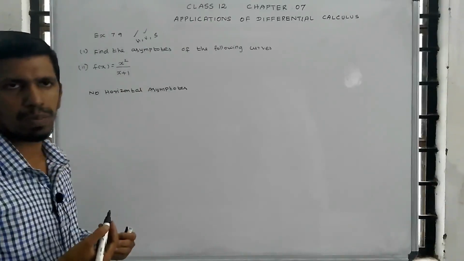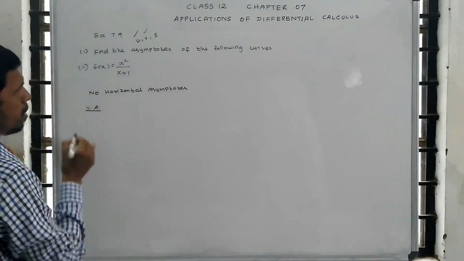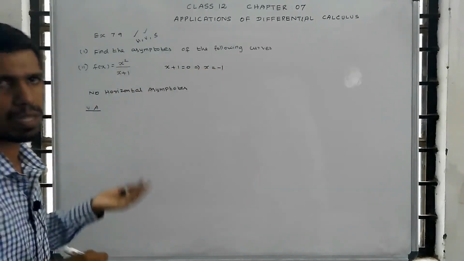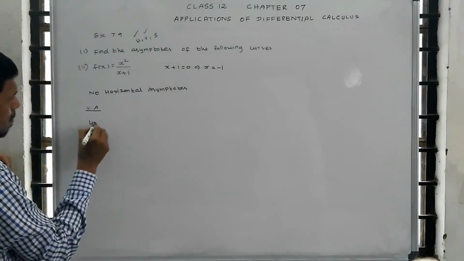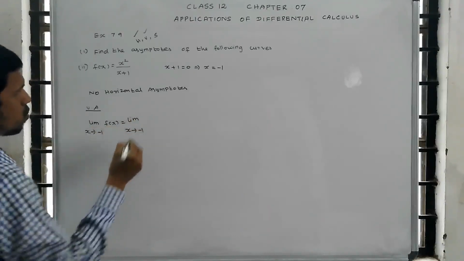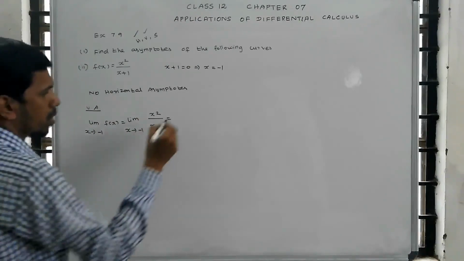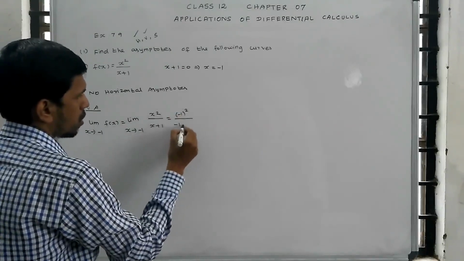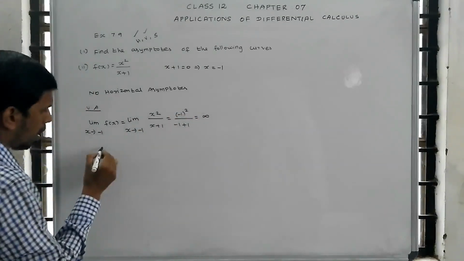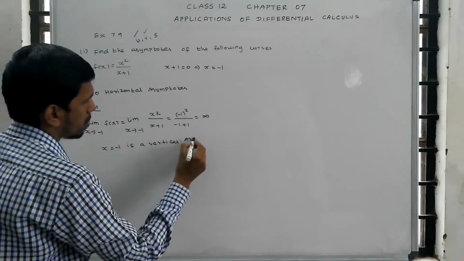Now the vertical asymptotes. The denominator is zero for the vertical asymptote: x plus 1 equals 0, so x equals minus 1. So the limit as x tends to minus 1 of f of x, which is x squared divided by x plus 1, is: putting in x equals minus 1, minus 1 the whole squared divided by minus 1 plus 1 gives infinity. So x equals minus 1 is the vertical asymptote.